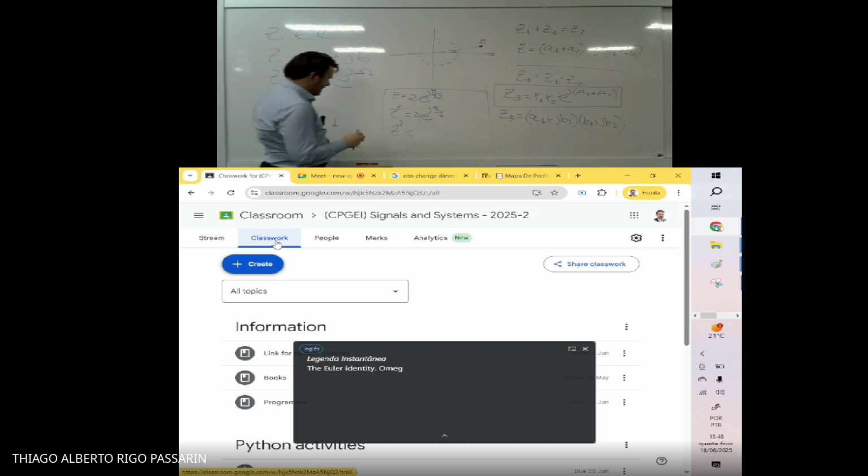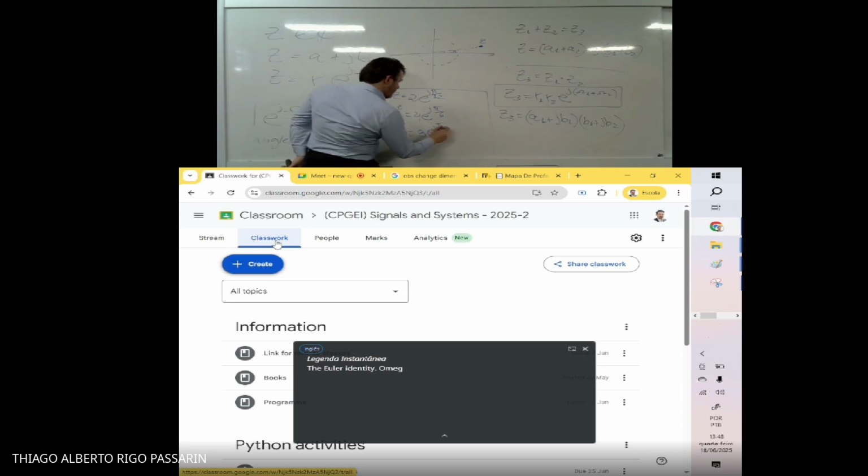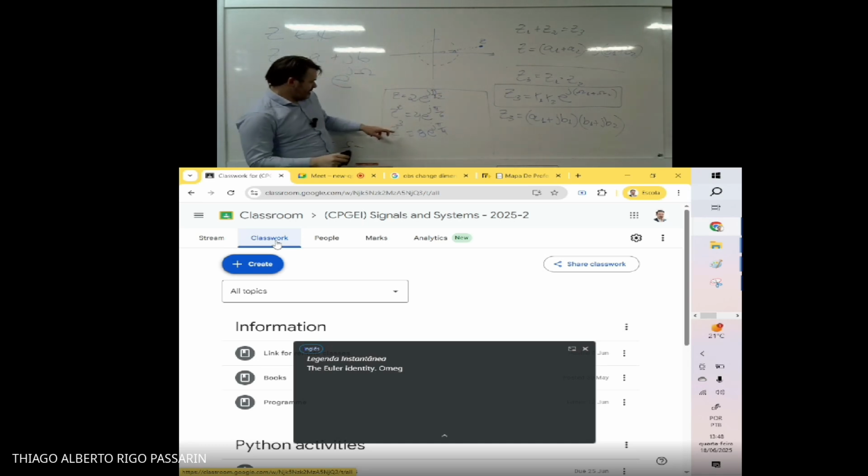If I cube it, I have how much as radius? 8. And the angle is pi over 4, which is pi over 12 times 3. So what happens is that I elevate the radius to this exponent and I multiply the angle by the exponent, right?